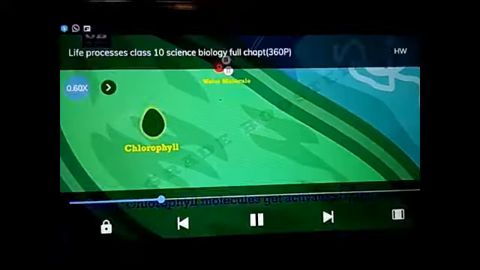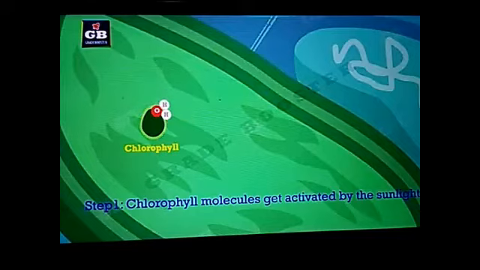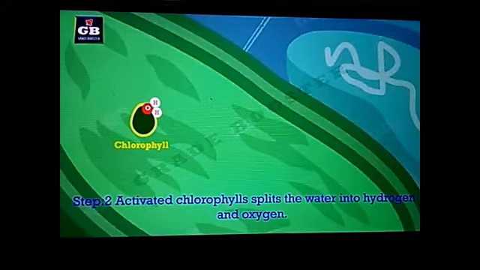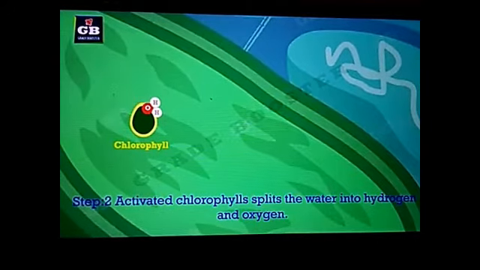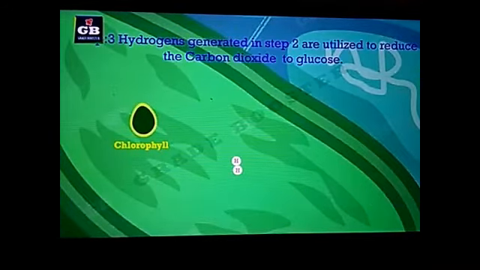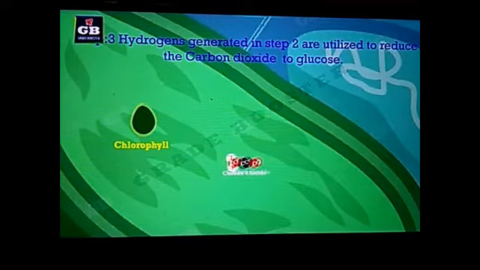Now let us see the steps involved in it. Step 1: chlorophyll molecules get activated by the sunlight. Step 2: activated chlorophyll splits the water into hydrogen and oxygen. Step 3: hydrogen generated in step 2 is utilized to reduce the carbon dioxide to glucose.